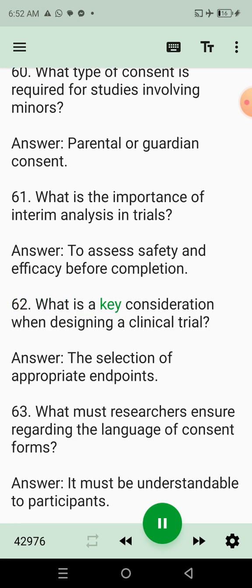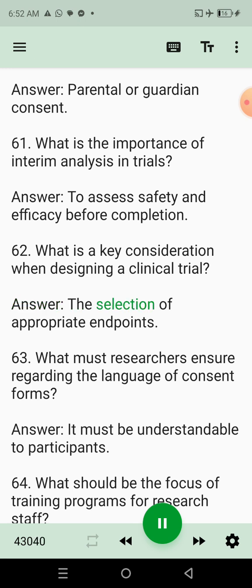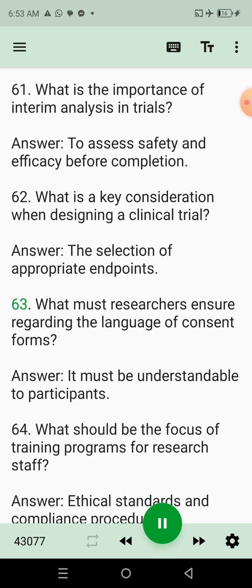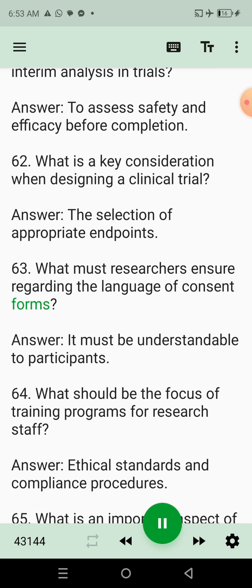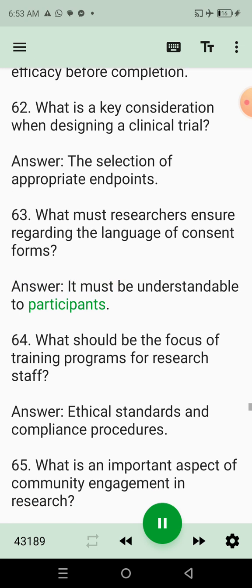62. What is a key consideration when designing a clinical trial? Answer: the selection of appropriate endpoints. 63. What must researchers ensure regarding the language of consent forms? Answer: it must be understandable to participants.